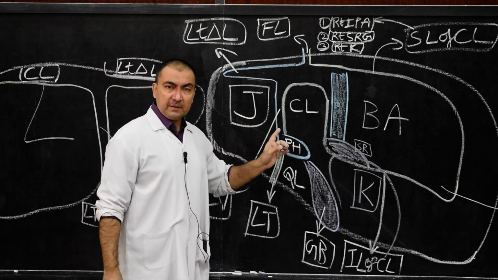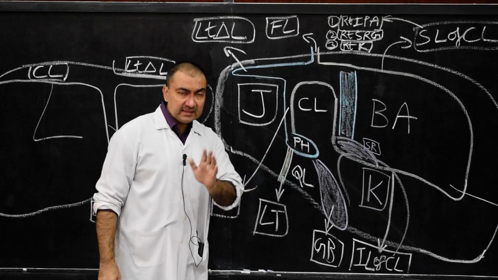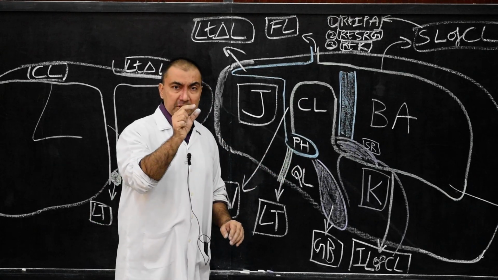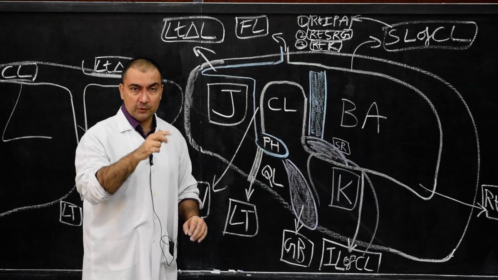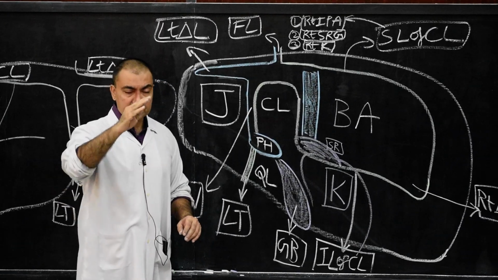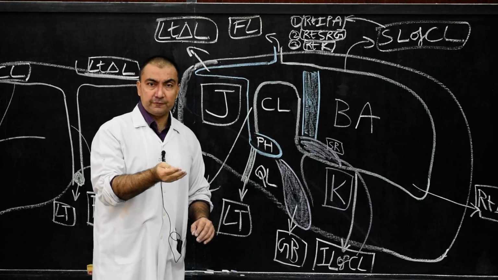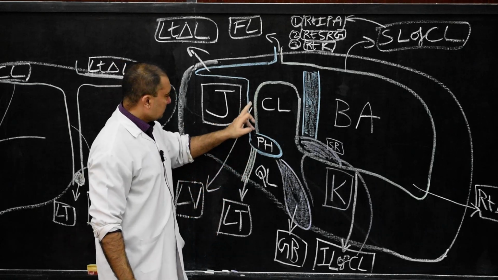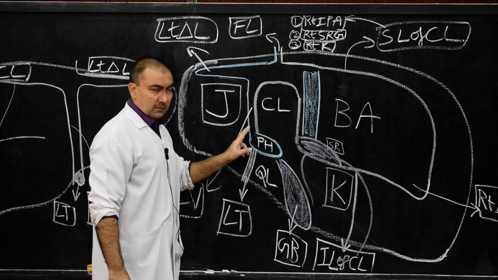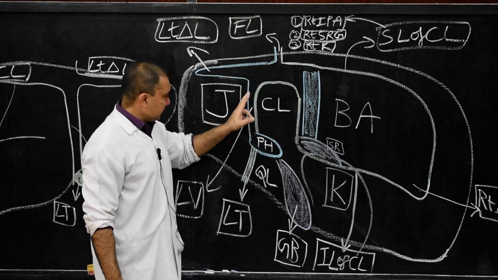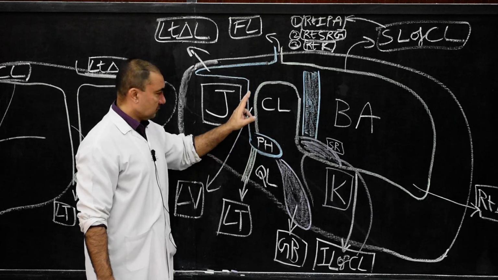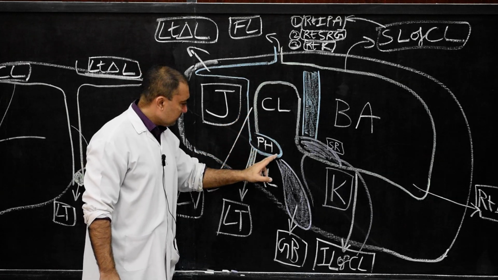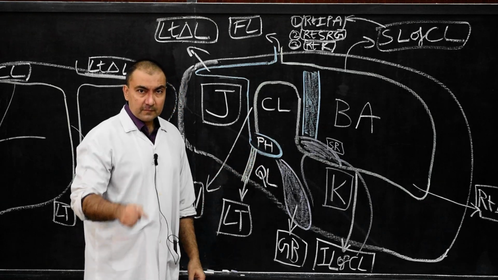This lesser omentum, on one side, is attached to the lesser curvature of stomach and the proximal 2.5 cm of duodenum. And on the other side it will be attached to the ligamentum venosum, the fissure for ligamentum venosum, and porta hepatis.